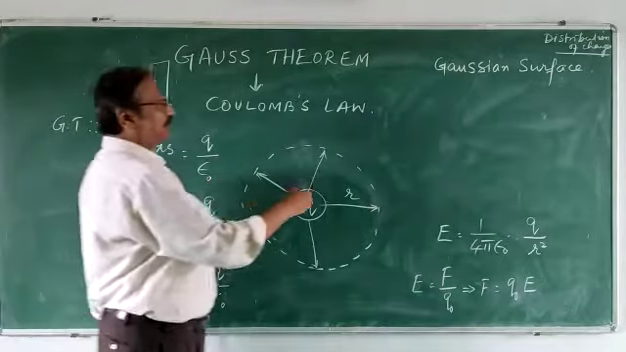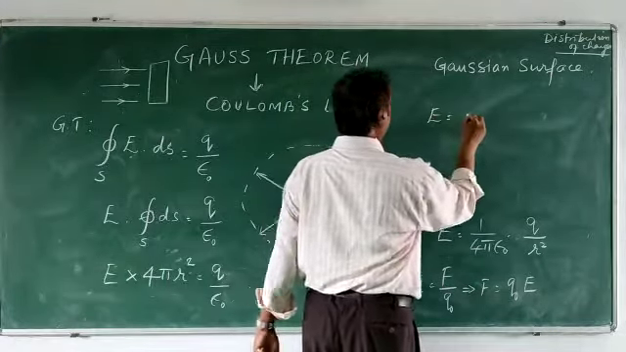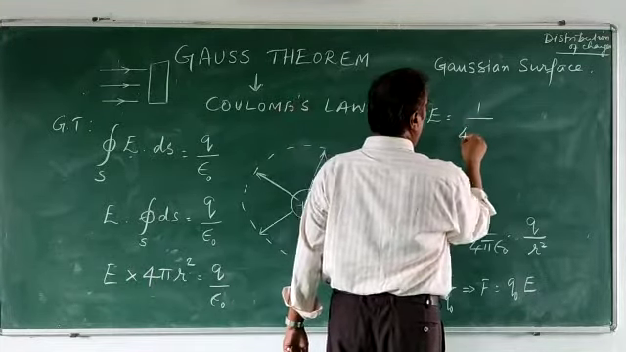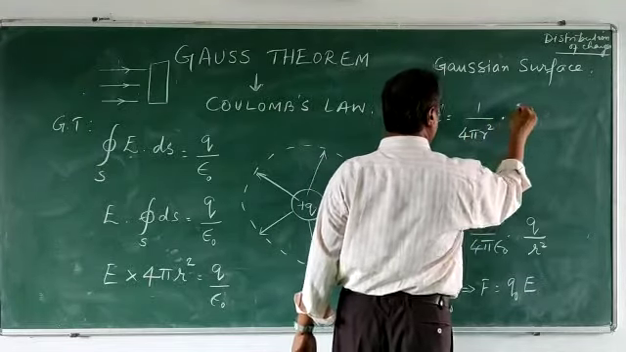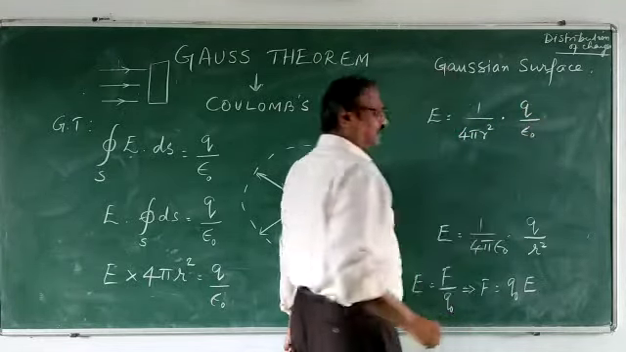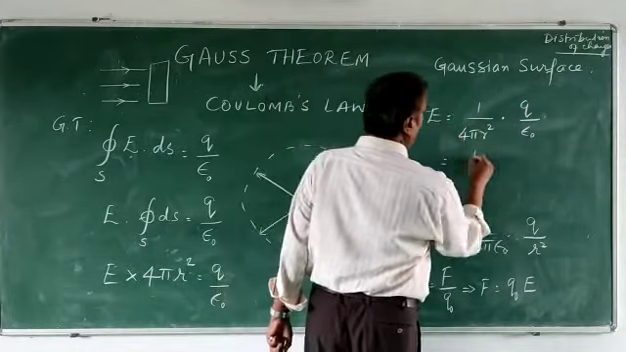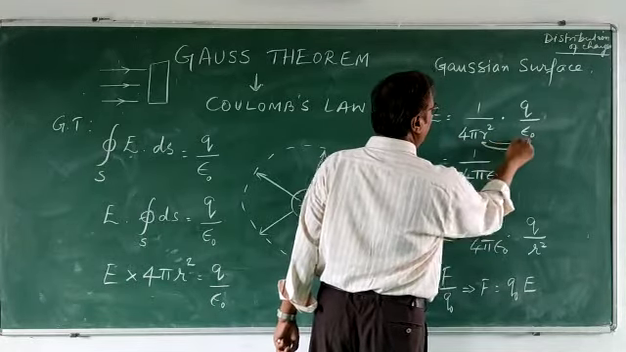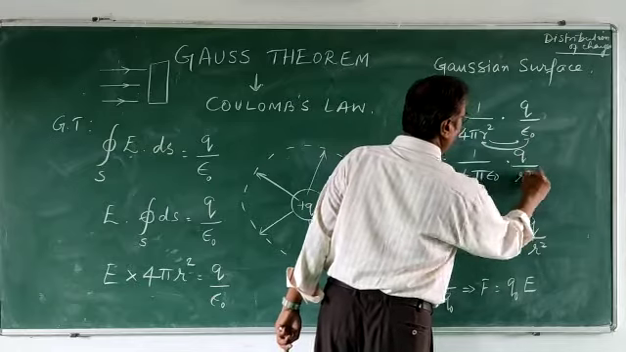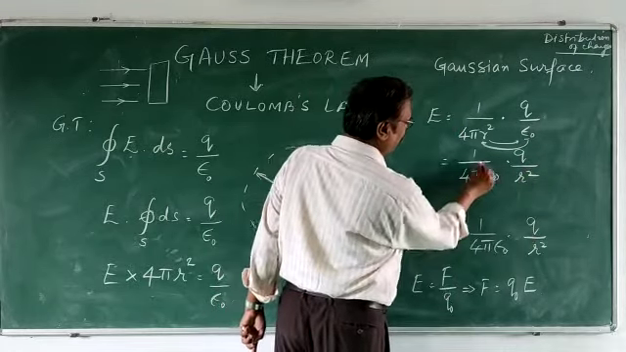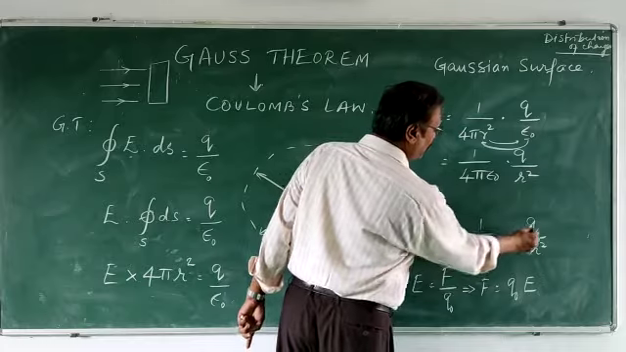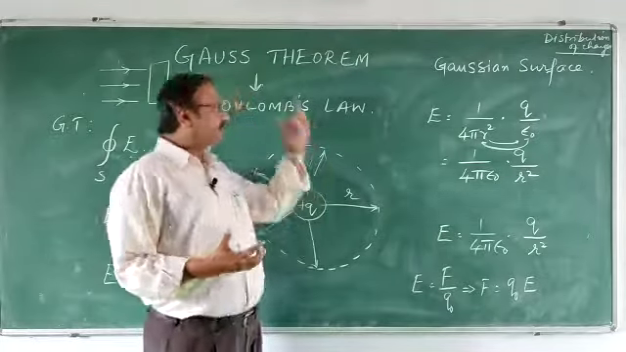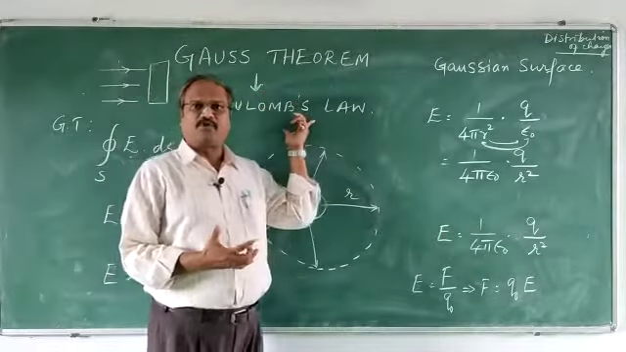In the next stage, we will take the electric field is equal to, take it here and bring 4 pi r square down here, 1 upon 4 pi r square into Q upon epsilon naught. Now we will just rearrange that: 1 upon 4 pi epsilon naught into Q upon r square. Or you see that electric field is equal to 1 upon 4 pi epsilon naught Q upon r square. So Gauss theorem is a simplistic form of Coulomb's law.